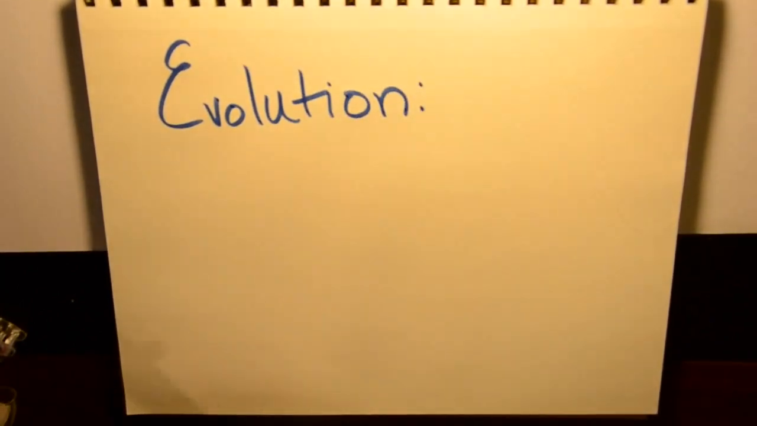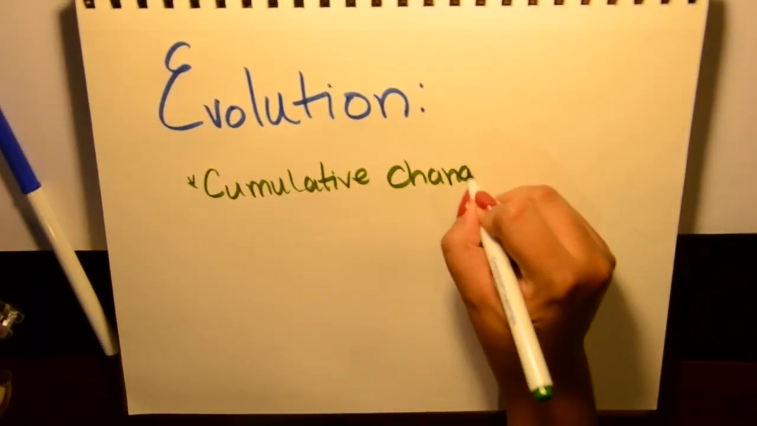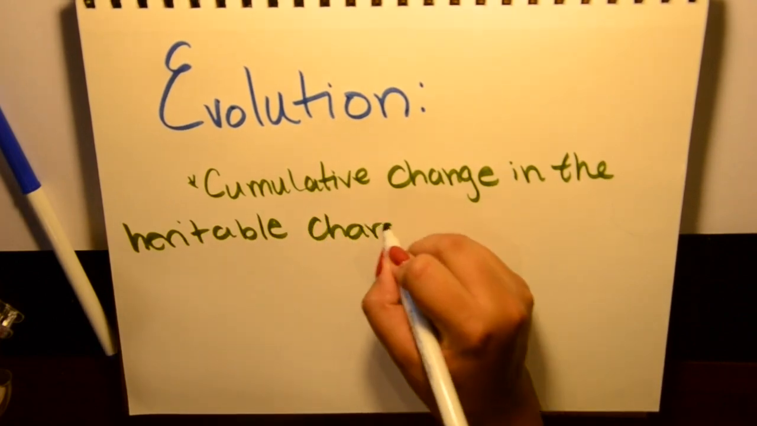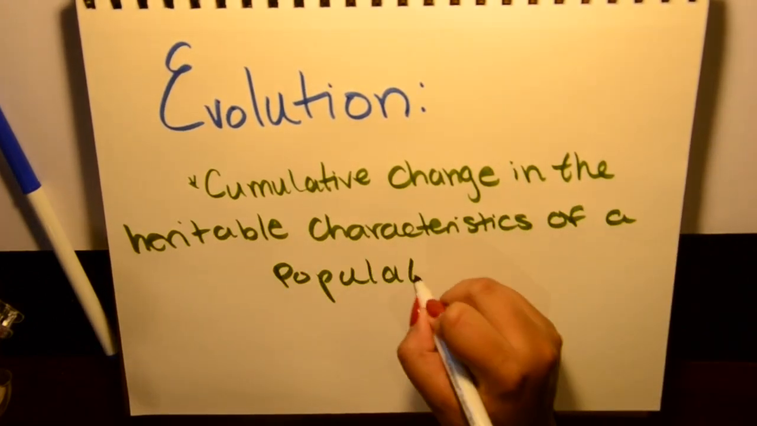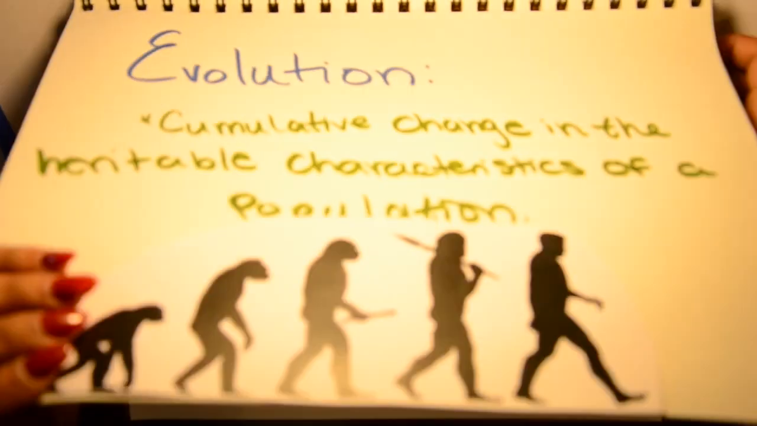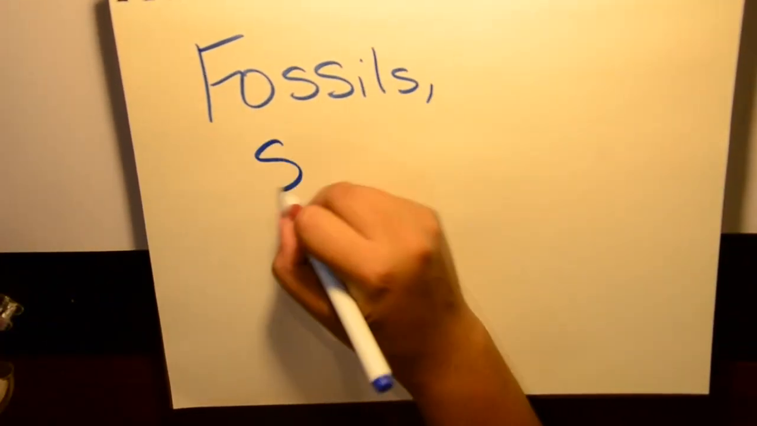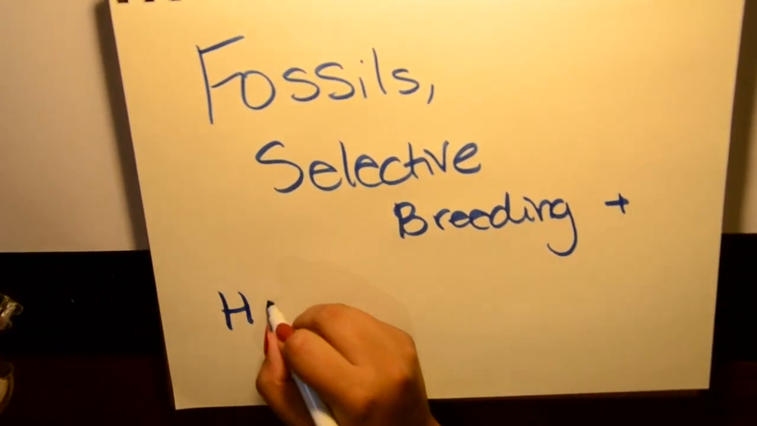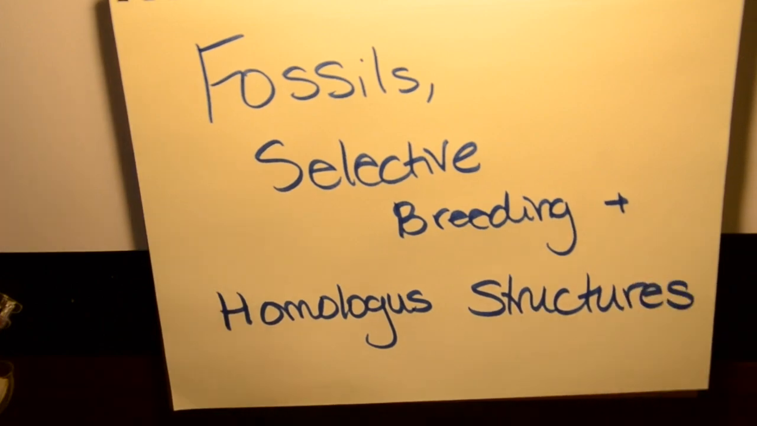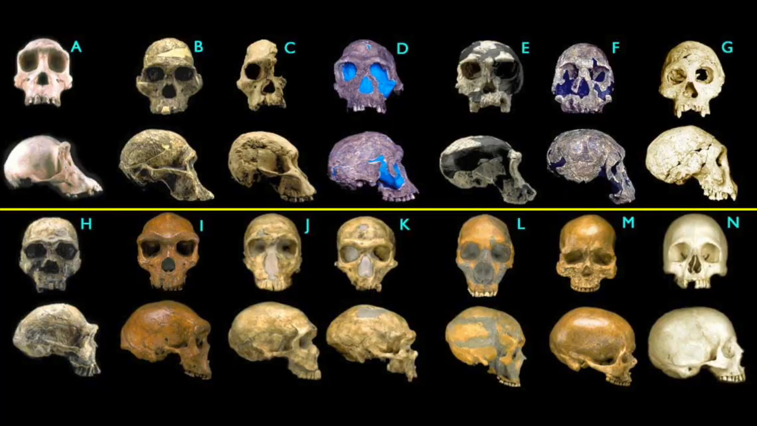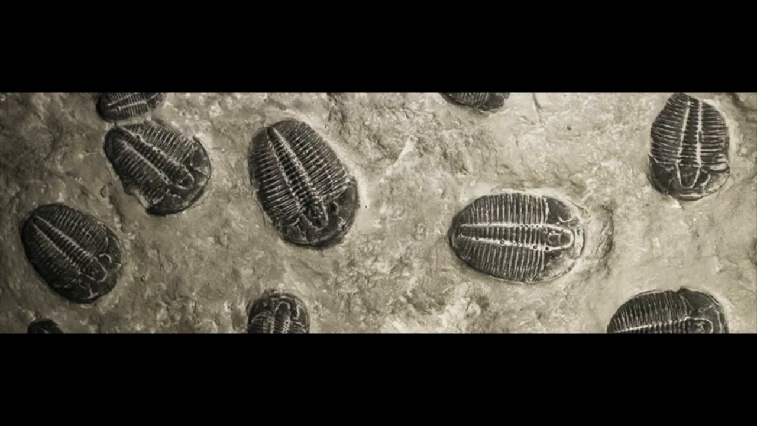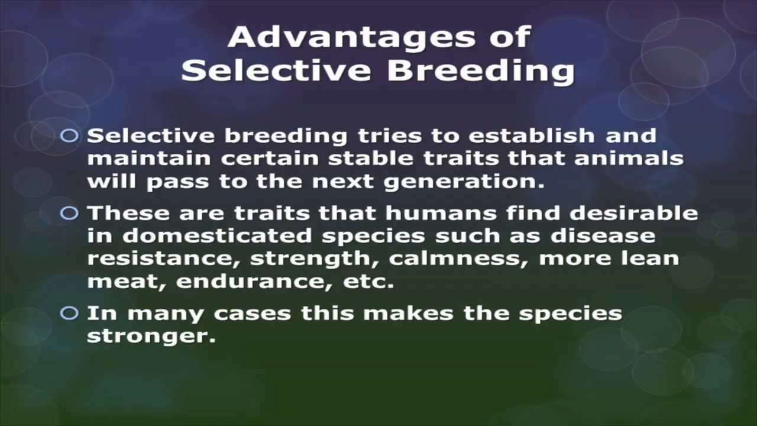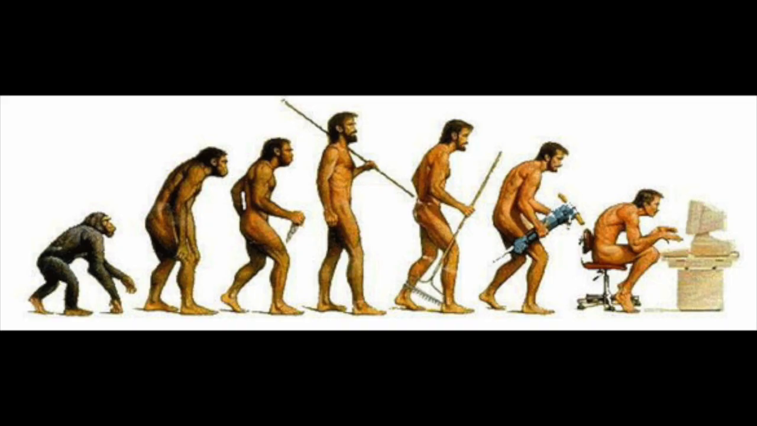Evolution. The definition of evolution. Evolution is a cumulative change in the heritable characteristics of a population. Evidence for evolution is provided by fossil records, selective breeding of domesticated animals, as well as homologous structures. Fossils, selective breeding, and homologous structures have provided scientists with evidence that supports the theory of evolution.